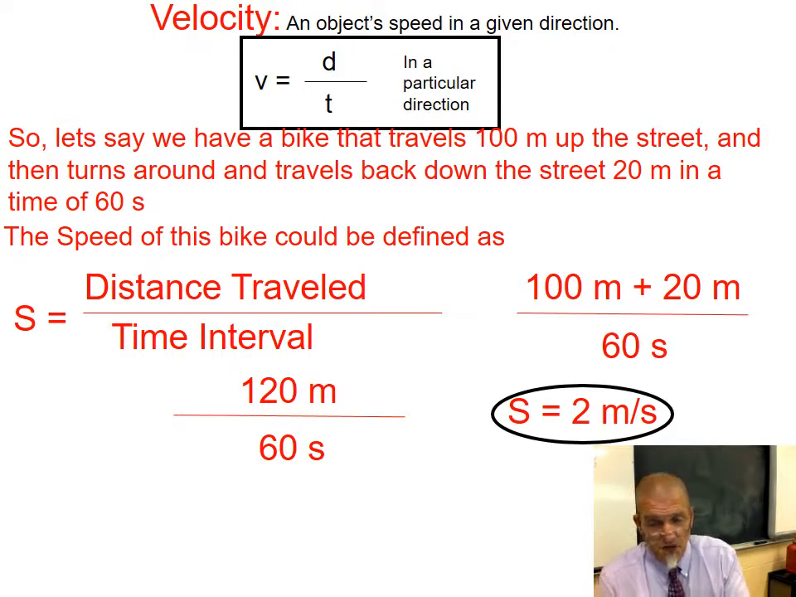Main point here, though, is the idea of speed. Total distance divided by time. 120 divided by 60 for a speed of 2 meters per second.